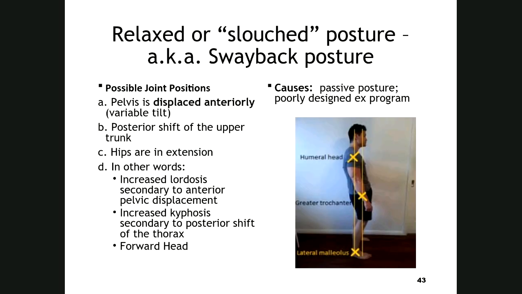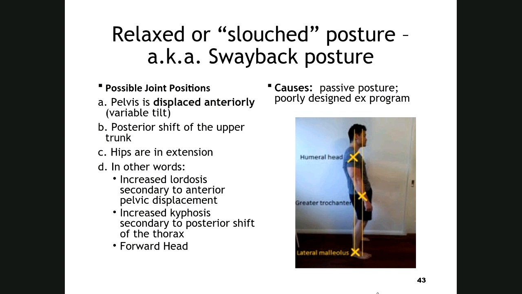Okay, so this is probably the most complicated posture of all. It's called slouched, also referred to as sway back posture or relaxed posture. Guys, super relaxed as you see here. Possible joint positions, and this is not necessarily that all of the joints are going to be in the same exact position for everybody who has a sway back posture. So it's very important to separate anterior pelvic tilt and posterior pelvic tilt from this posture. What happens with the pelvis is that it displaces anteriorly. So it doesn't go forward, it doesn't go back. The pelvis as a whole just kind of shifts forward.